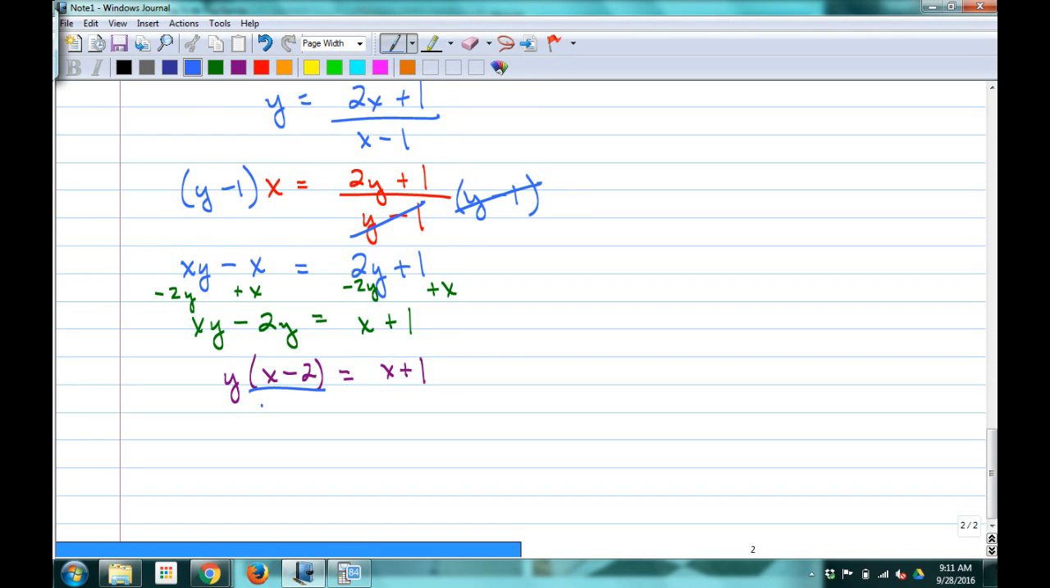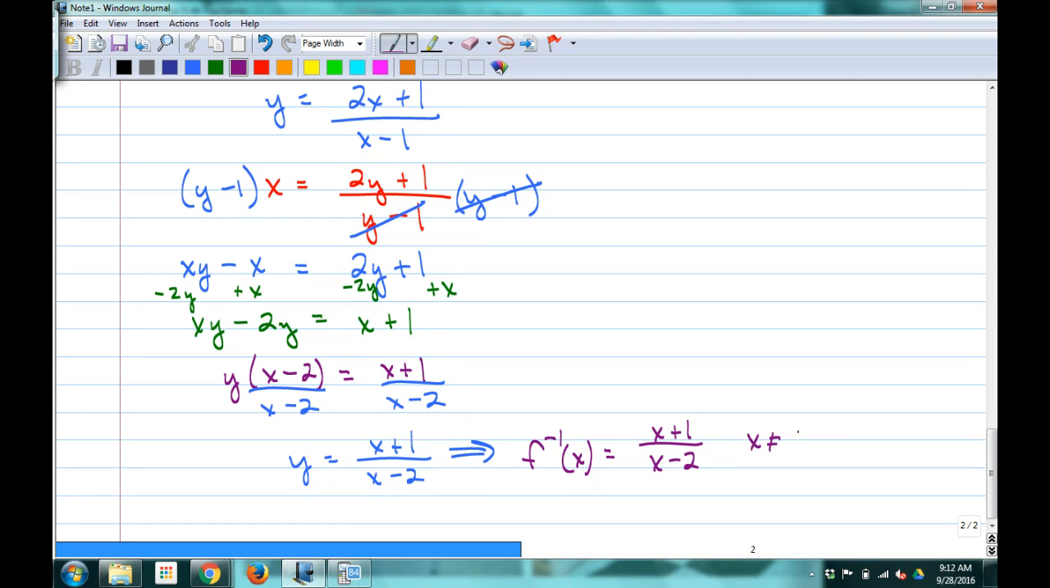Divide by x minus 2. x plus 1 over x minus 2. And it's converted over to inverse notation, f inverse of x equals x plus 1 over x minus 2. What's our restriction? Yeah, x can't be 2 on the inverse.